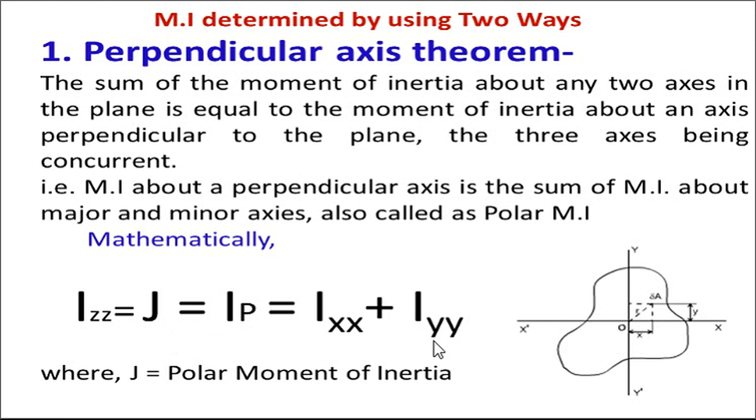Okay, understood? So this is called the perpendicular axis. Perpendicular means the axis which is perpendicular. If you want to calculate the moment of inertia about that axis, it will be equal to the sum of the MI of the other two axes. You will get the MI about the perpendicular axis. So this is the first theorem, that is the perpendicular axis theorem.